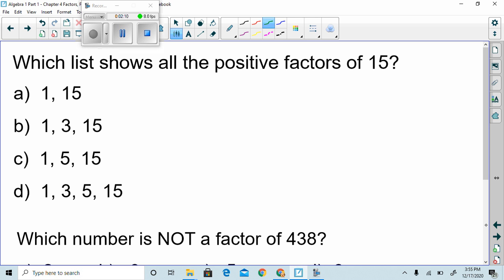Let's look at these types of questions and maybe a different type of formatting. Here's a multiple choice. Which list shows all the positive factors of 15? Take a moment and examine A, B, C, and D, and select your choice, and we'll reveal the answer when we're together in class.